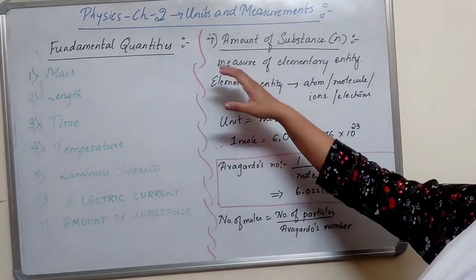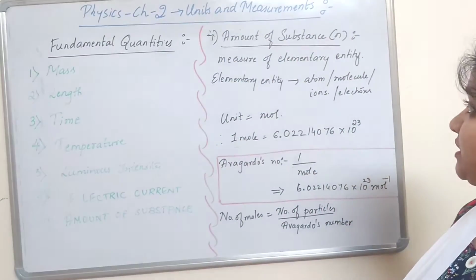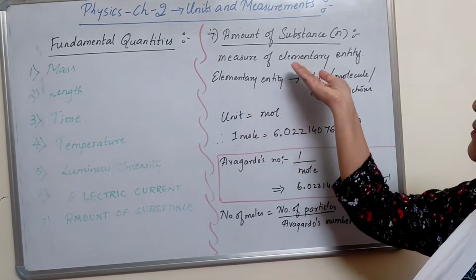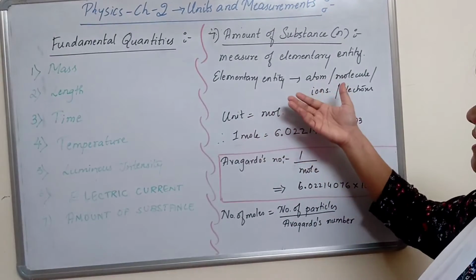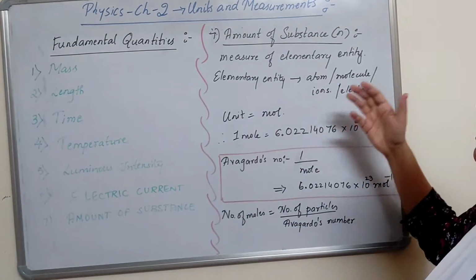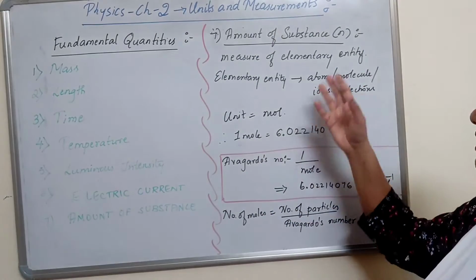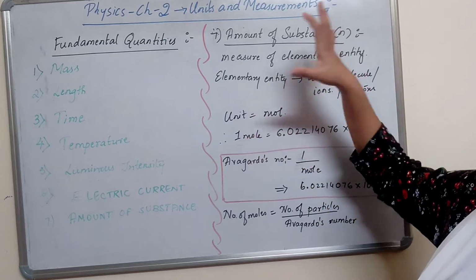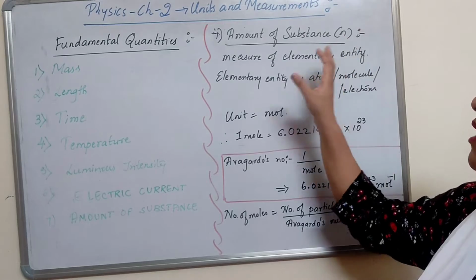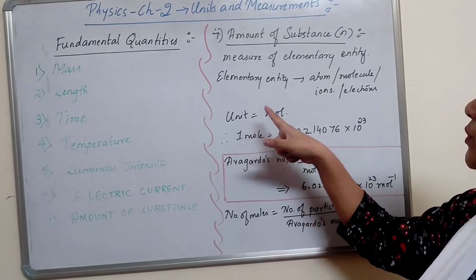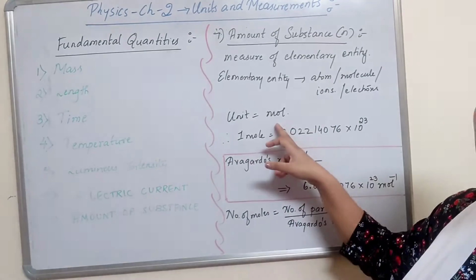Now the seventh fundamental quantity is amount of substance. Okay? Amount of substance is the measure of elementary entities. What do you mean by elementary entities? Elementary entities are atoms, molecules, ions, electrons, the elements of different particles. All these are called elementary entities. So the entire measure of the elementary entities in a substance is called the amount of substance. And the unit that we use to measure the amount of substance present in a given substance is the mole.